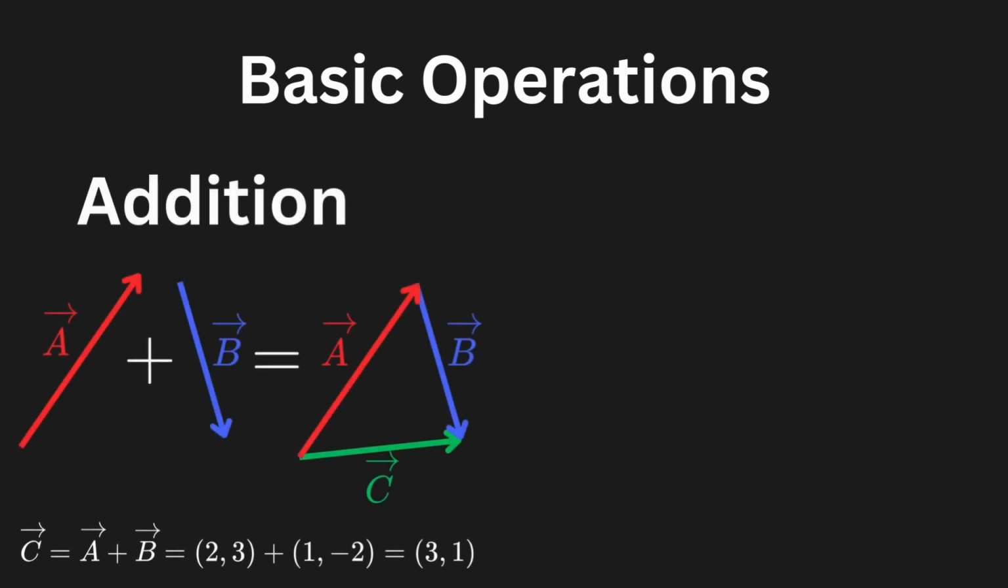The first is the addition of vectors. Geometrically, we can interpret this as follows. The sum of vector A and B is vector C, which starts with the beginning of vector A and ends at the end of vector B. Numerically, it is represented as addition of the corresponding coordinates.